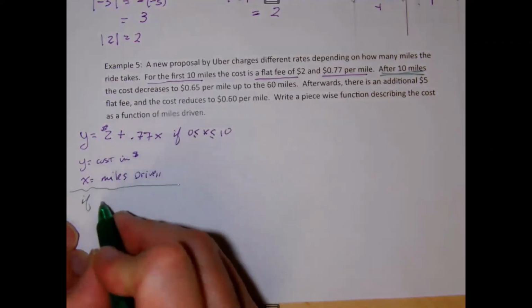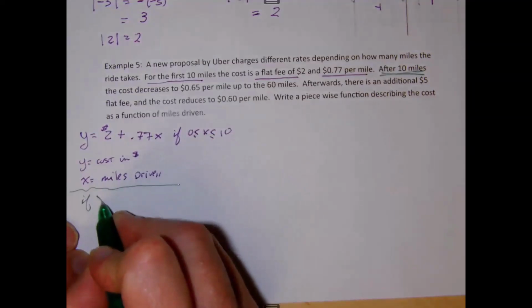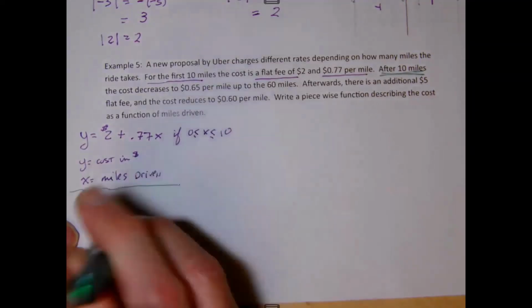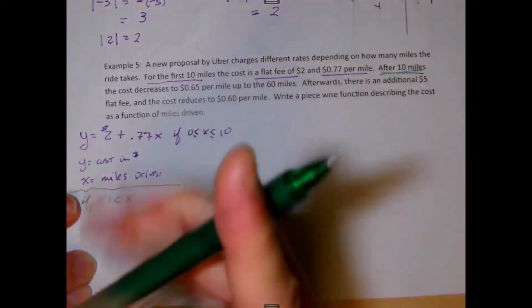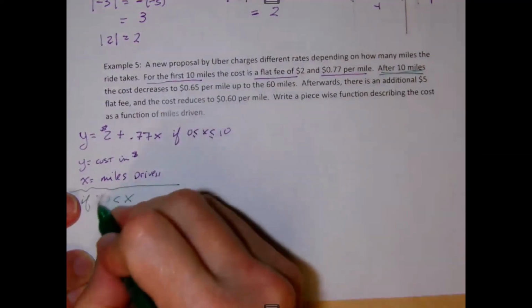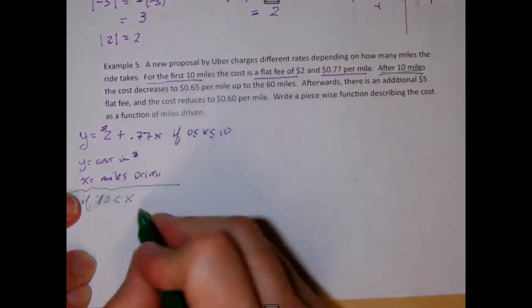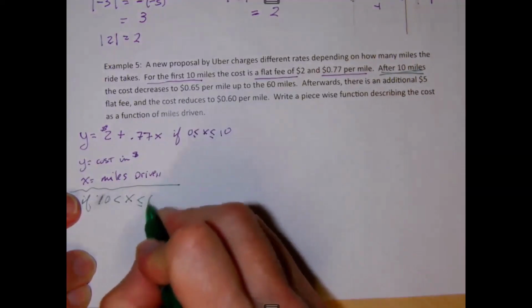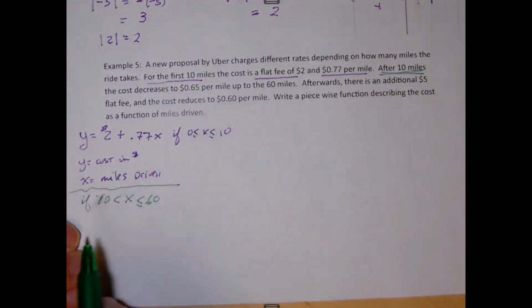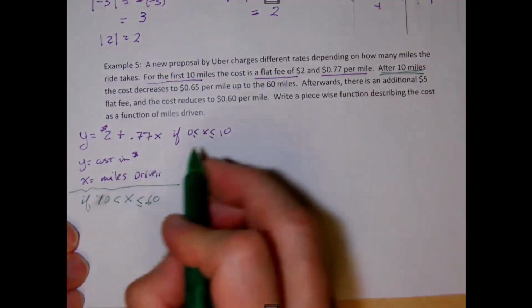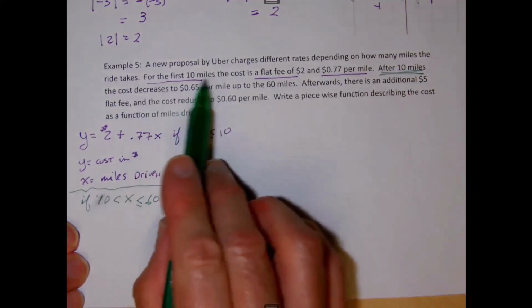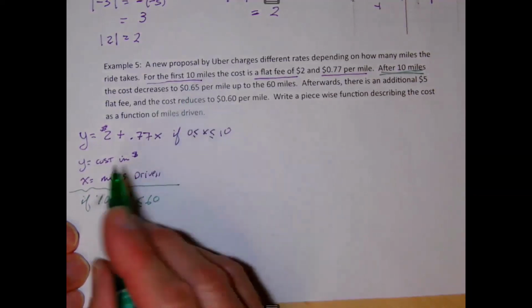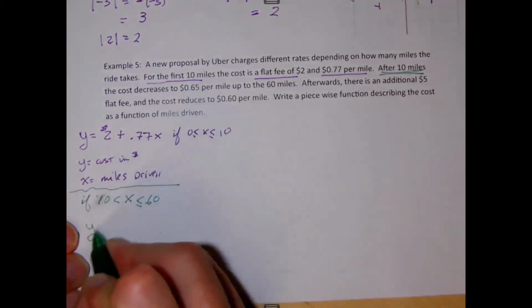I'm going to write this down so it reminds myself what I'm doing. If x is, and where is it? Gotta read it again. After 10 miles up to the 60th mile. Okay. So if this is true, what happens? Well, at first, it looks like everything's about to change, but the cost decreases. But it means we already traveled 10 miles. So what was the cost of traveling 10 miles?